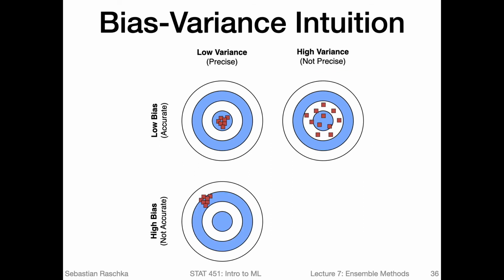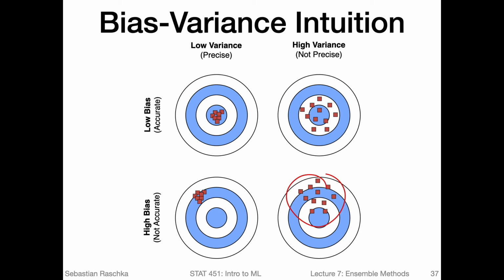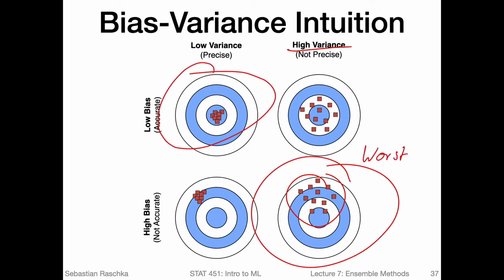There is the case where we have low variance and high bias, which means that while the predictions are very similar to each other, all the predictions are systematically off. If the bullseye is here, they are all systematically shifted by some degree. So that is also not a good case. And the worst case is if we have a high bias, so all the predictions are systematically off, and they're also highly scattered, so they have a high variance. This is the worst case scenario, and this would, of course, be the best case scenario.